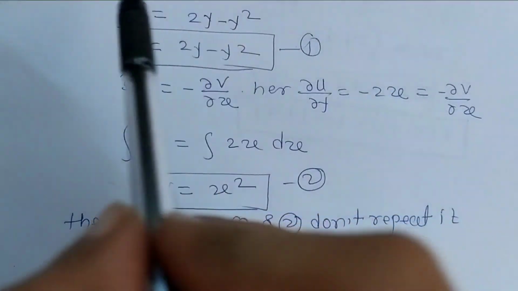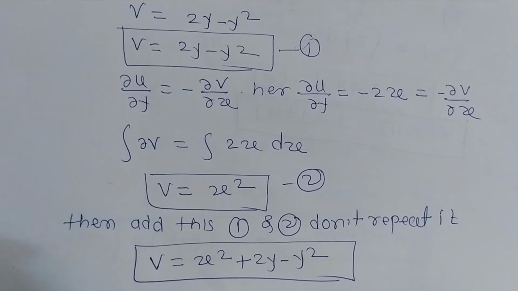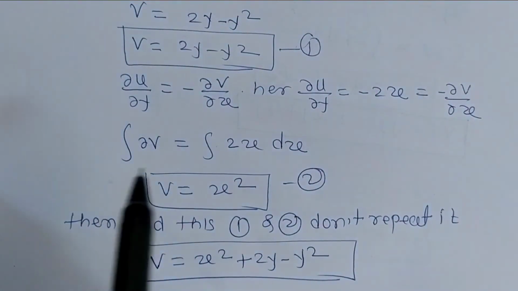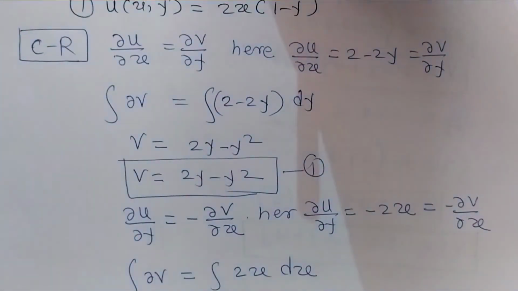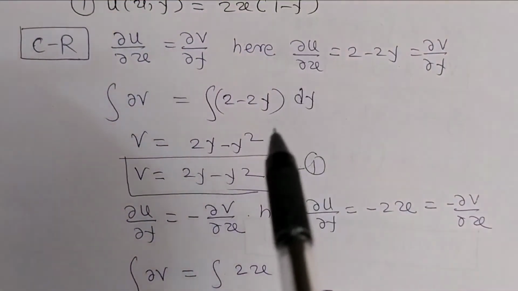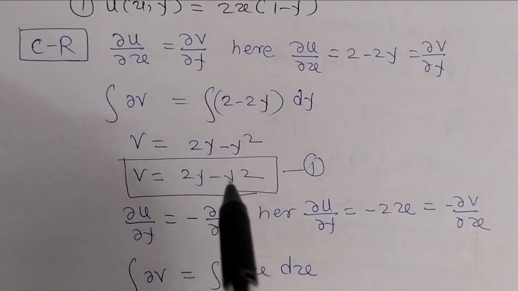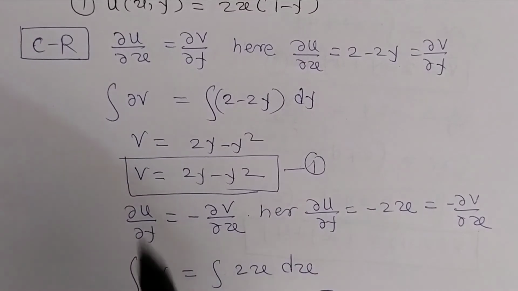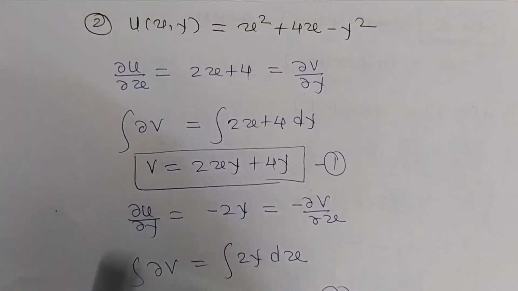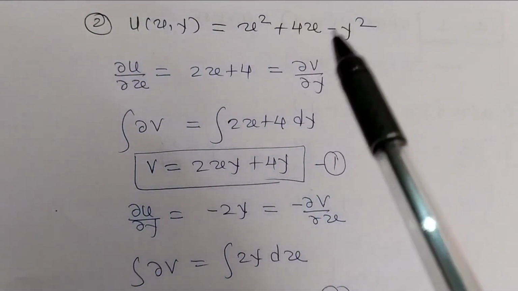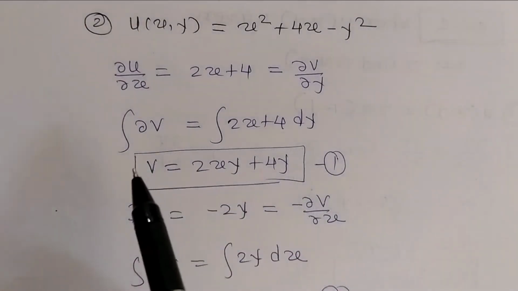By using the Cauchy-Riemann condition, we can find the value of v when we are given the value of u. That is, dou u by dou x is equal to dou v by dou y, and dou u by dou y is equal to minus dou v by dou x. Using these conditions, we have to find the value of v. Second example: u of xy is equal to x square plus 4x minus y square. Then we have to find the value of v.